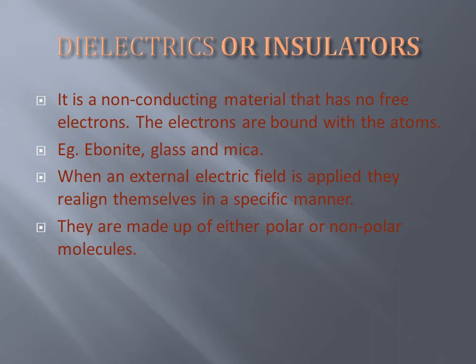Next, we talk about dielectrics or insulators. Now what is a dielectric? It is a non-conducting material that has no free electrons. The electrons are bound with the atoms. Examples of dielectric are ebonite, glass and mica.